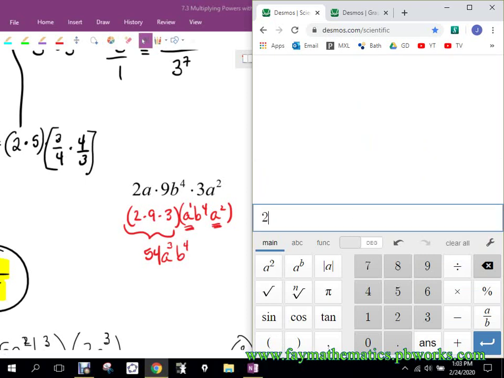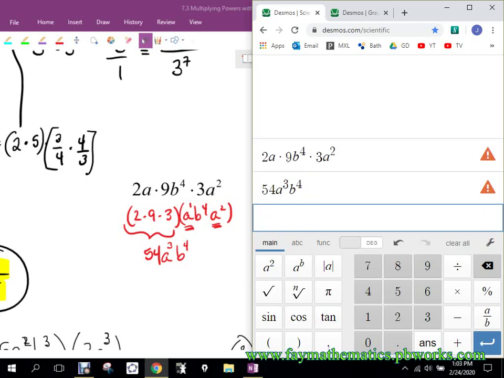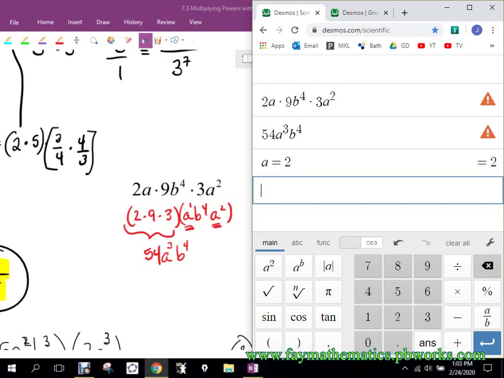Here's a situation if I want to check myself. 2A, 9B to the fourth, and then times 3A squared. And then I got 54A to the third, B to the fourth. The only thing in this situation when I check this, I've got multiple variables, right? So give me a number for A. I heard 2 first. What do you want for B then?